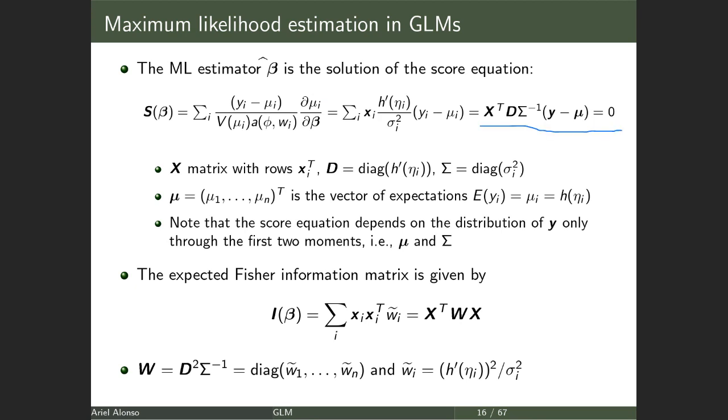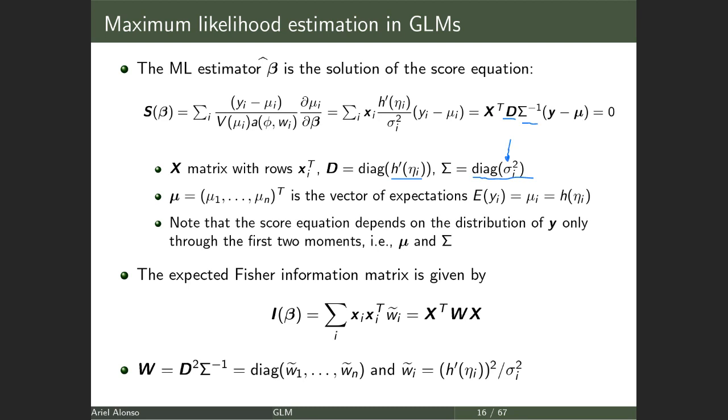What you have here is the design matrix, the X matrix, that is a matrix with row i equal to the transpose of the covariates of individual i. This D matrix over here is a diagonal matrix, and in the ith element of the diagonal you just have the derivative of the response function evaluated in the linear predictors. And this matrix over here is just the inverse of another diagonal matrix that has the variance in the diagonal.